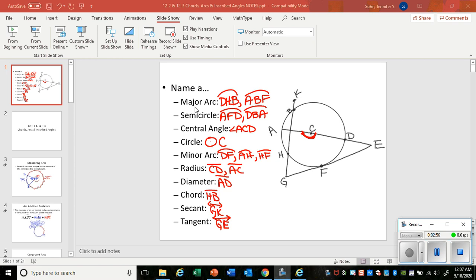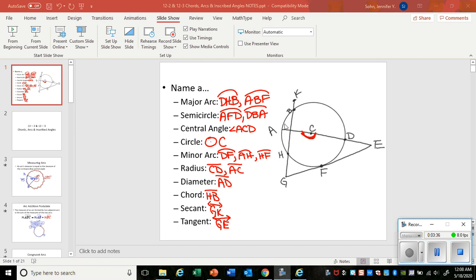Major arcs measure more than a semicircle, and they are always represented by three points. The first and third points represent the endpoints, while the middle point is any point on the arc located between the endpoints. So here, major arc is D, H, B, right? So you have one endpoint to the next, and H is in the middle between them, but it has to be bigger than a semicircle. Major arc is bigger than a semicircle.